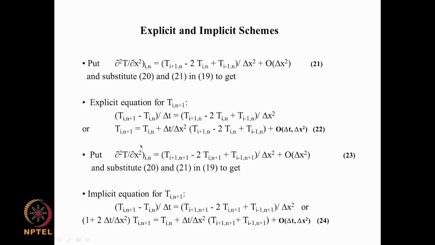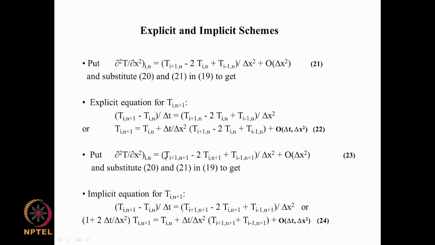Okay. But we can also choose to evaluate the right hand side, ∂²T/∂x², in terms of the values at n plus 1. This is also an approximation for ∂²T/∂x², a central difference approximation. But here all the values are being evaluated at n plus 1.